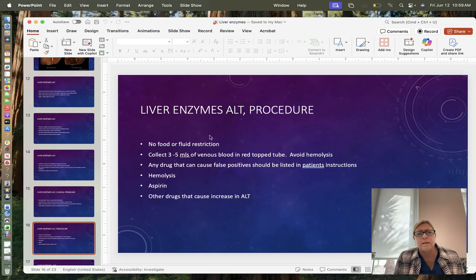Any drug that can cause false positives will be listed. So we can always list what medications the patients take on the lab slip. And then that way the lab will know that that could have been the problem, such as what we see with aspirin, and certain other drugs can actually increase the ALT. And if we have hemolysis happening, like the breakdown of cells, red cells specifically.